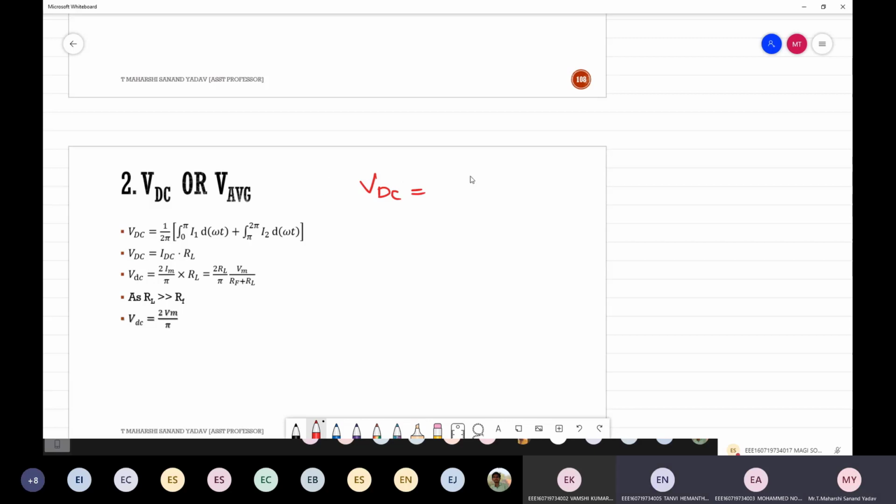For half wave rectifier, you tell me first. 2Vm by pi, half wave rectifier, Vm by pi. Okay. Full wave? 2 Vm by pi. This is a full wave rectifier.